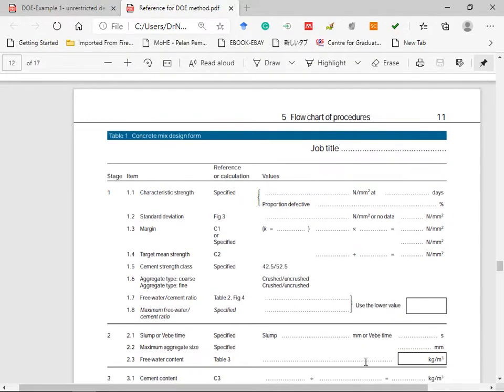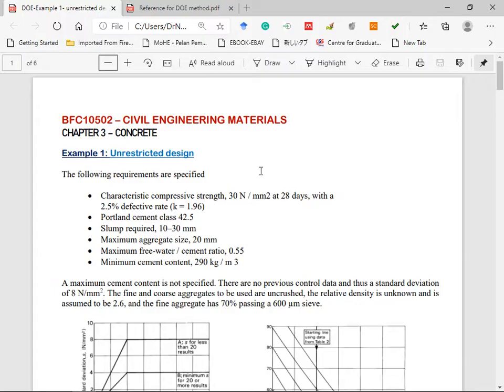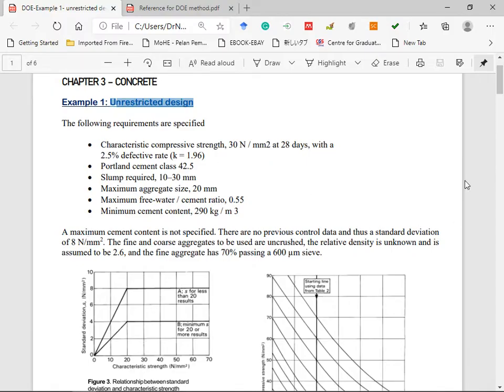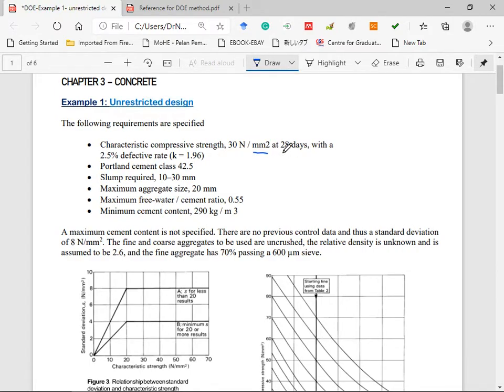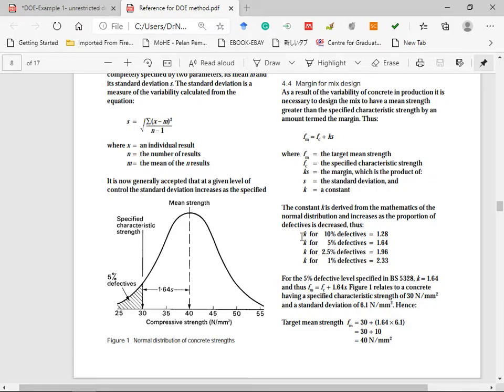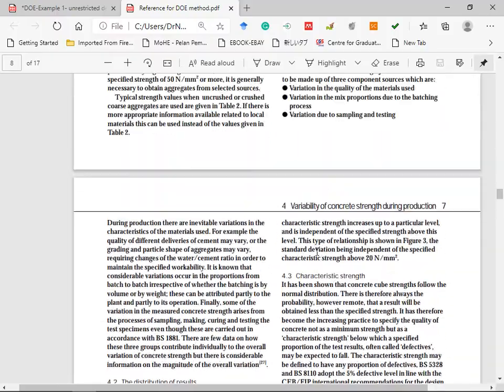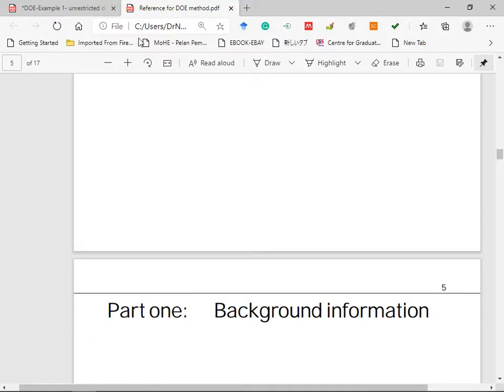So let's go to the example. And this is the example for the unrestricted design. Given the following requirements, as shown here, the characteristic strength for the compressive strength is 30 Newton per millimeter square at 28 days with the defective rate 2.5%, and the constant K for the defective rate 2.5 is 1.96. So in this manual, the value for the constant K can be determined in part 1, under the background information.